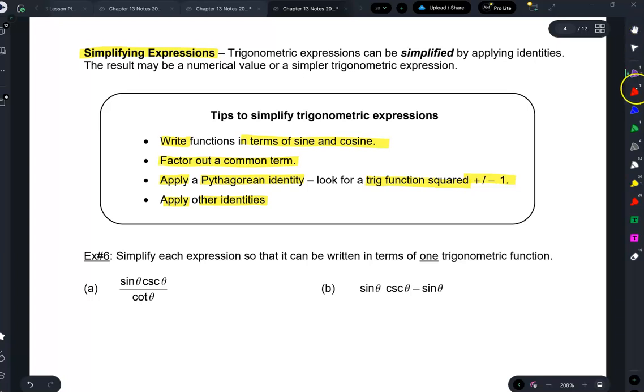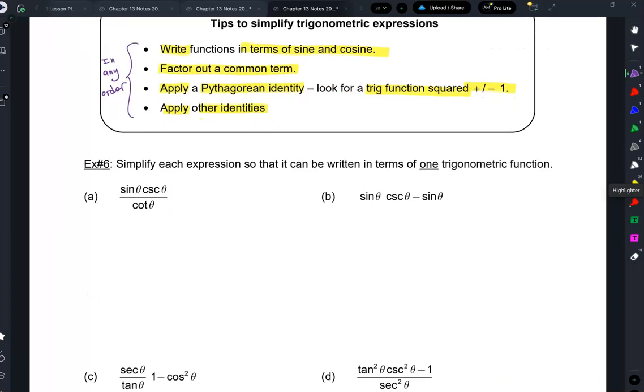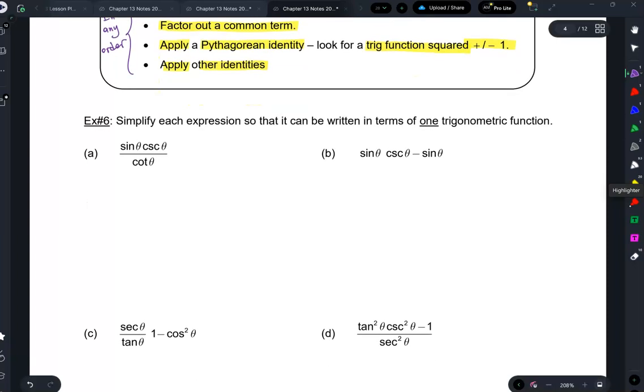The most important thing here is none of this is clear cut, that you have to do this first, then this second, then this third. You can really do these in any order. So this says write it so that it's one trigonometric function. Or we're just going to simplify it as much as we can.